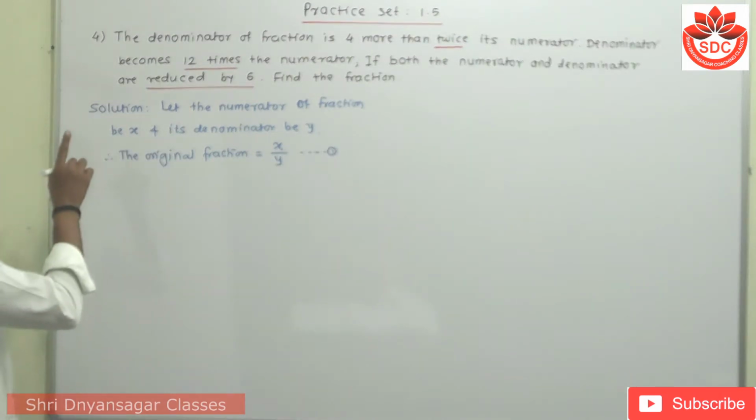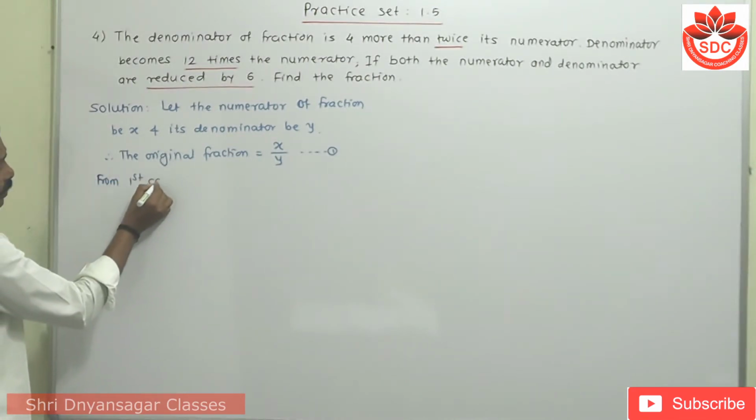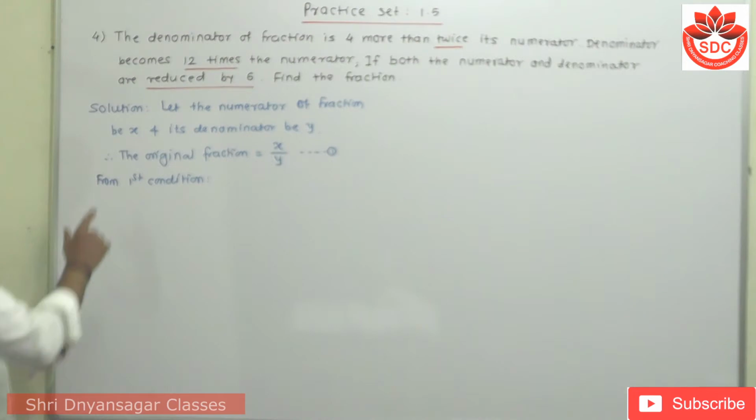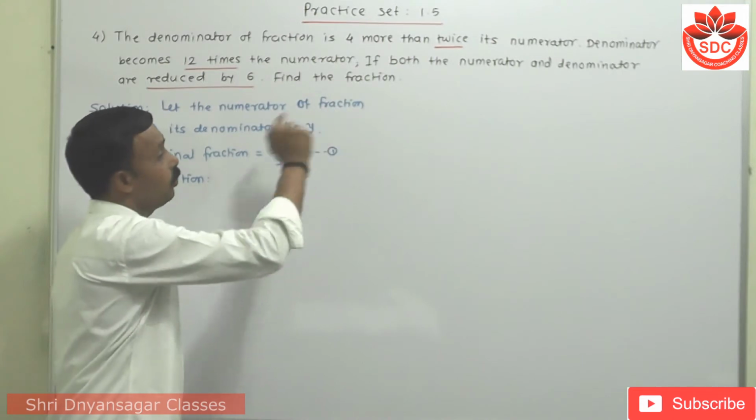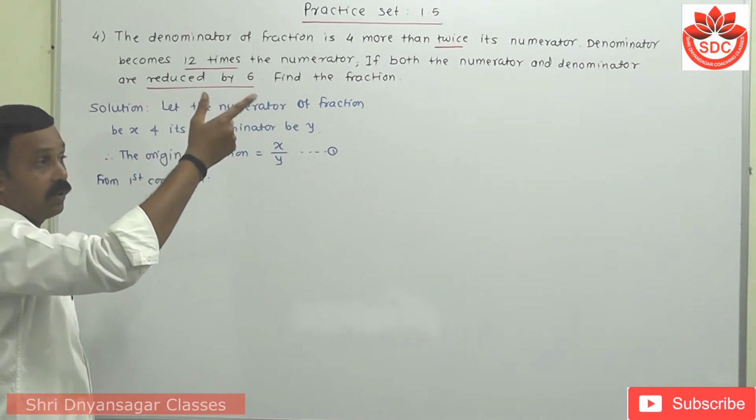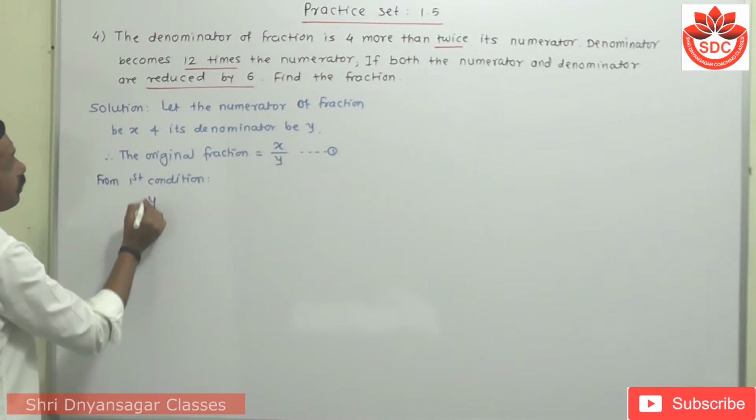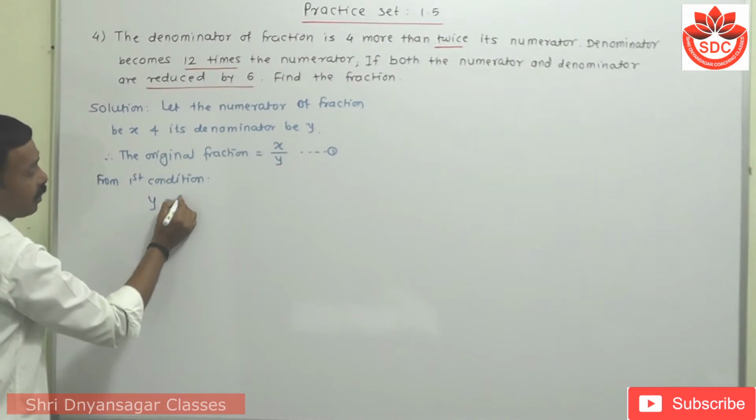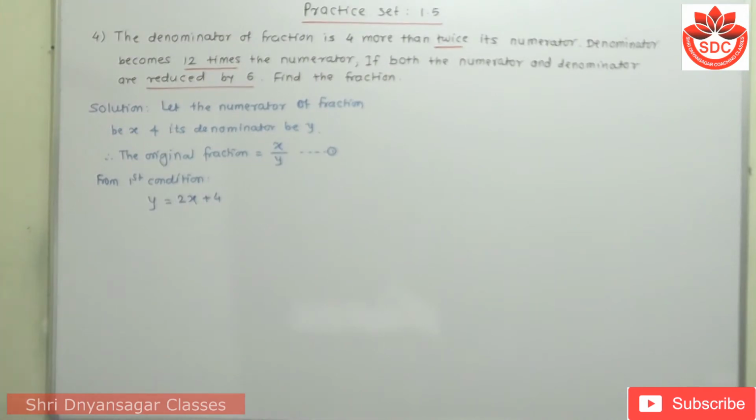Now, from the first condition, observe carefully. The condition is that the denominator of the fraction is 4 more than twice its numerator. Then we get from the first condition y, the denominator of the fraction, is equal to twice the numerator plus 4, that is 2x plus 4. This is our equation.